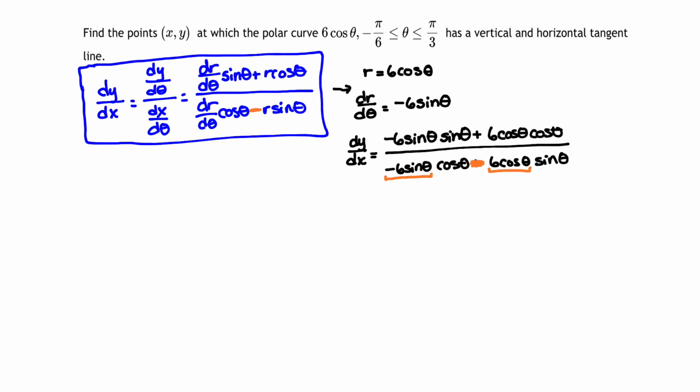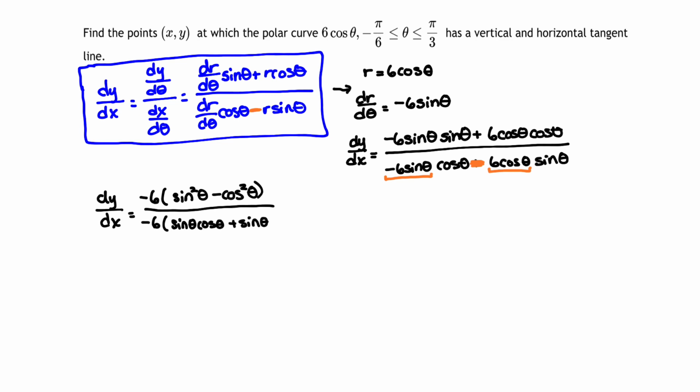So now I want to clean up dy/dx. You don't have to, but I just like to look at it when it's a little more simplified. So I'm going to factor out a negative 6 in the numerator. That's going to leave me with sine squared minus cosine squared in the numerator. And in the denominator, when I factor out a negative 6, that's going to leave me with sine theta cos theta plus sine theta cos theta. Now, it's apparent that I can just cross out that negative 6 from numerator and denominator, leaving me with sine squared minus cosine squared.